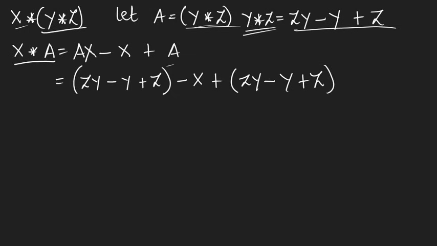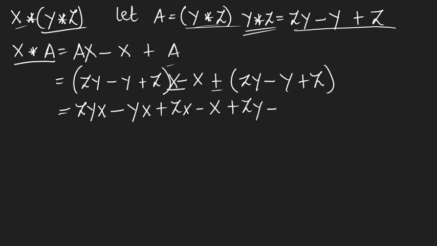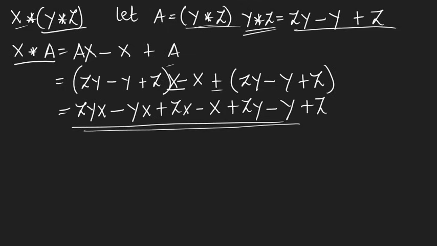So binary operations are not hard, they're not difficult. So we should not forget to put x outside. So this is going to be zyx if we expand, because this x is multiplying everything. Then this is going to be minus yx plus zx minus x. Then positive multiplied by this is going to be plus zy minus y plus z. Okay, this is your right hand side.